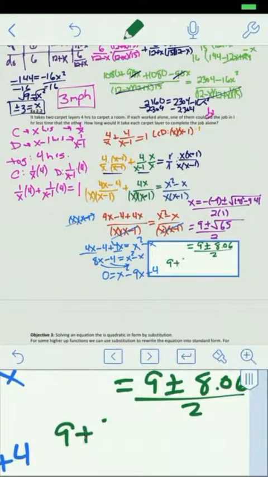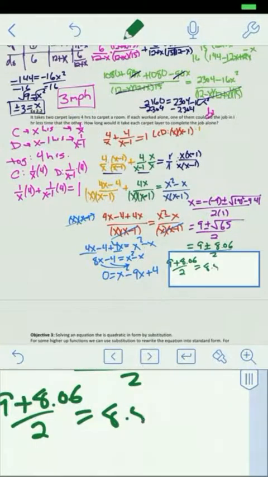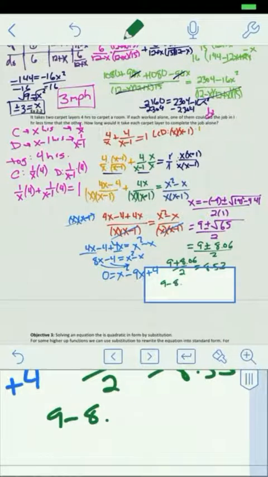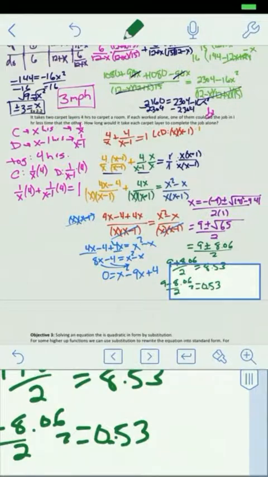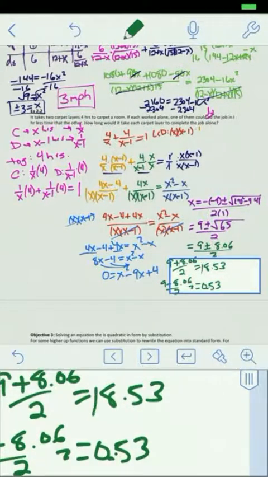And so we get two answers. 9 plus 8.06 over 2 is equal to about 8.53. And 9 minus 8.06 over 2 is about 0.53. Alright, so we solved. Those are our two solutions.